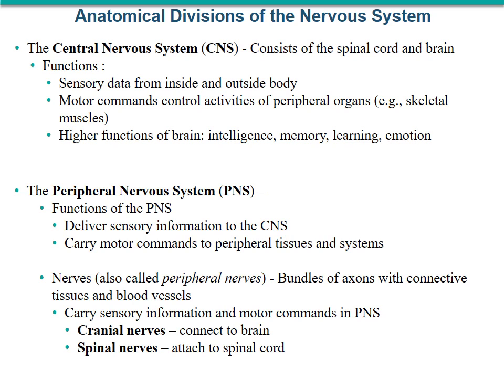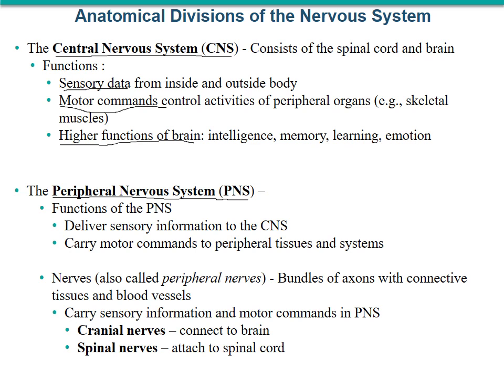When we talk about the anatomical breakdown of the nervous system in general, we're going to talk about it in two big segments. We've already sort of referred to these once. So the central nervous system consists of the spinal cord and the brain. Its jobs are to collect sensory data from inside of and outside of the body, to send out motor commands to the peripheral organs, and it is responsible for all of the higher functions of the brain. Your intelligence, your memory, your ability to learn, your ability to process and understand emotion. All of those things are controlled by your central nervous system.